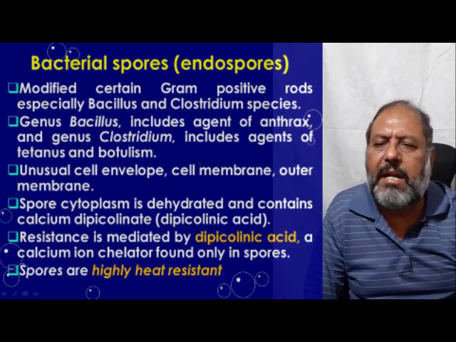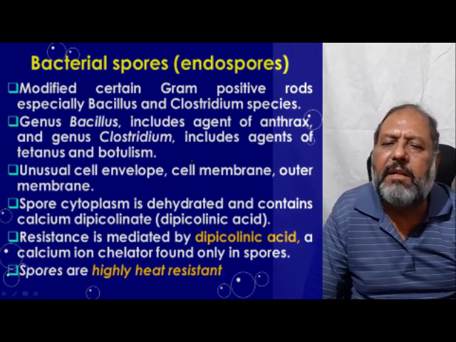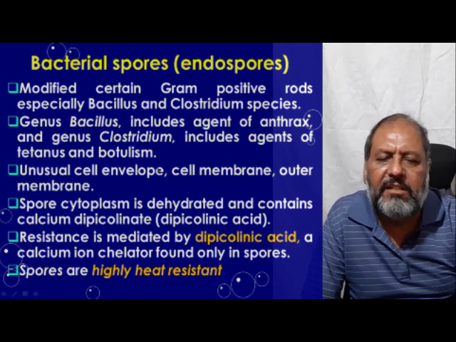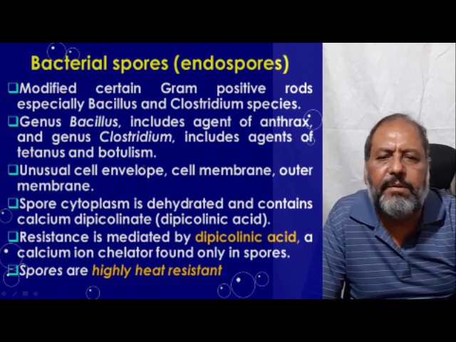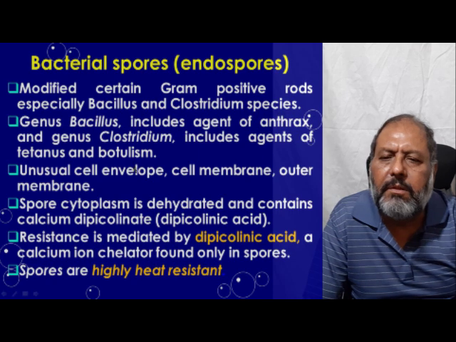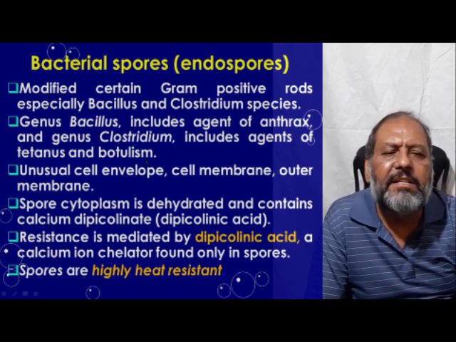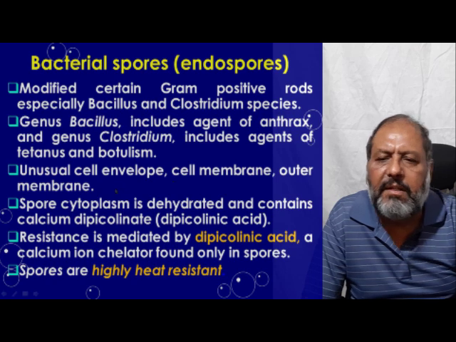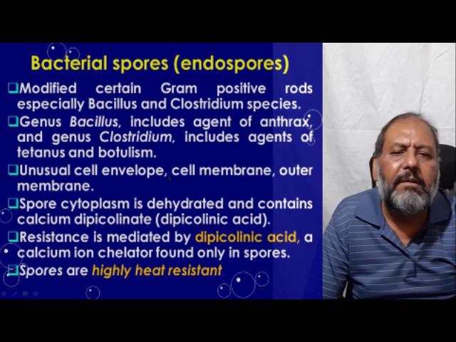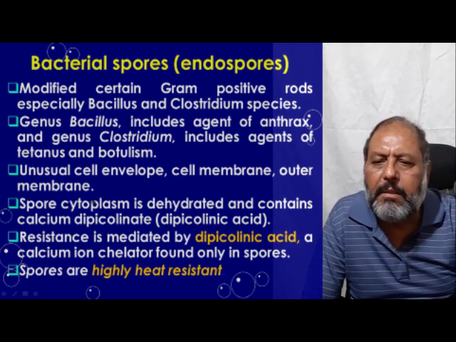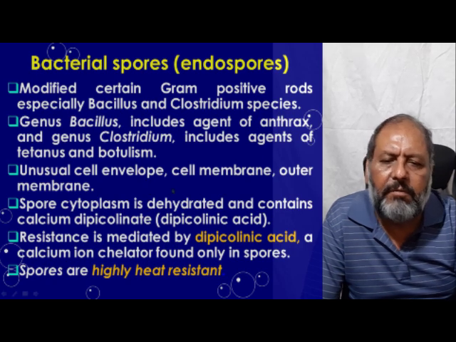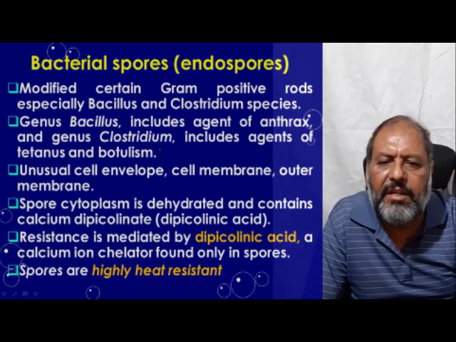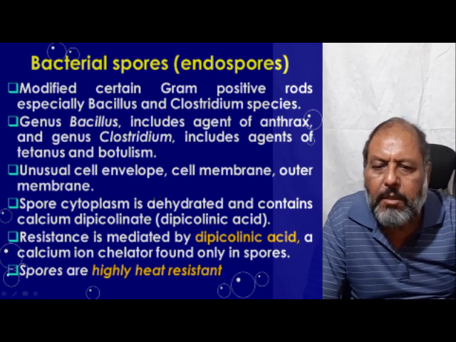Bacterial spore, or the endospore: these are formed by certain gram-positive rods, especially the Bacillus and the Clostridium species. Genus Bacillus includes agents of anthrax, and the genus Clostridium includes agents of tetanus and botulism. Unusual cell envelope, cell membrane and the outer membrane are seen in these kinds of bacteria.